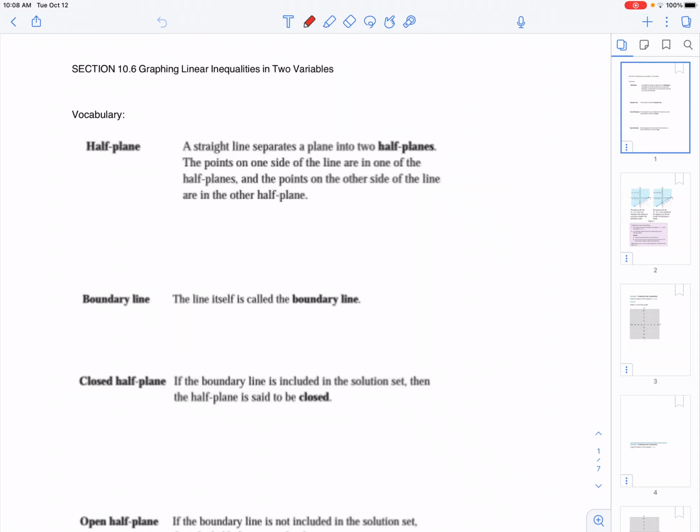So what we're going to be doing is looking at a grid. We're going to be graphing these inequalities. So we're going to be looking at a grid, and we're going to be putting in a straight line. And that straight line then is going to split this grid into what are called two half planes. So let's imagine that this is our grid. There's the x and the y axes. And then let's say that the line that we graph looks something like this.